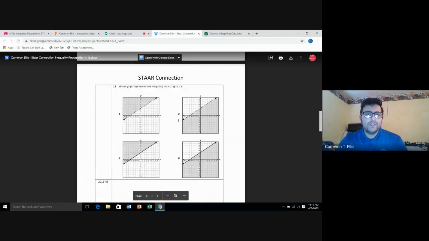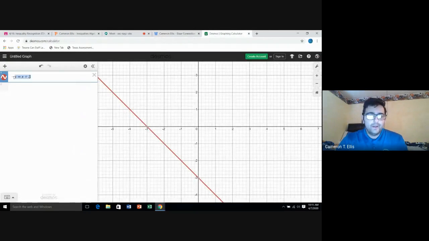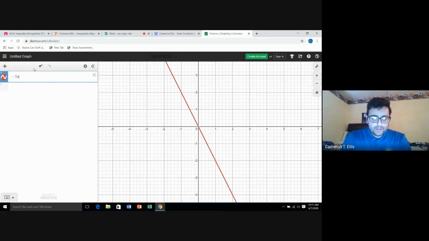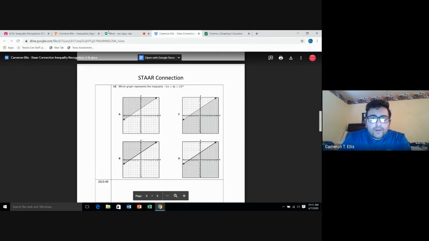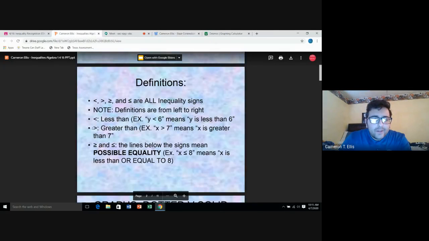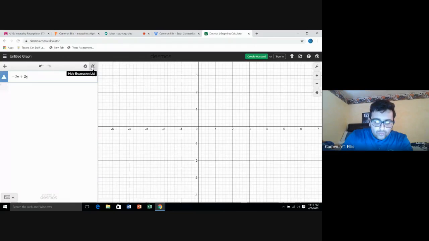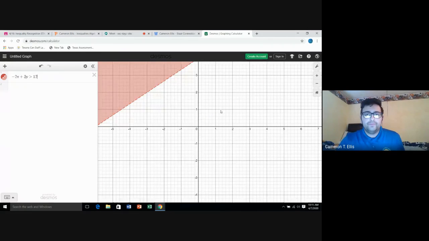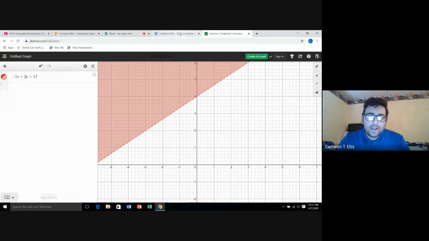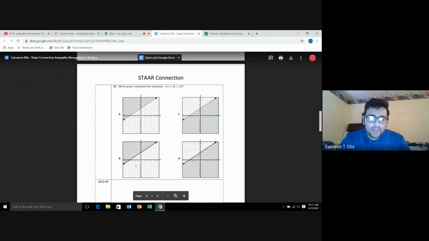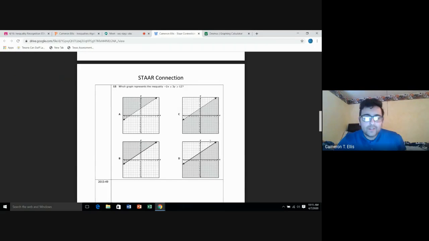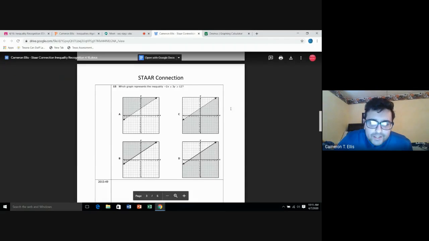15, which graph represents the inequality negative 2x plus 3y greater than 12? So I'm just going to graph that. Negative 2x plus 3y, and then greater than. I say greater than because it looks like that guy facing the same direction. Greater than 12. Okay, I see a dotted line again, so it can't be D, can't be B, because they're solid lines. And both these lines kind of look the same, so which one do I pick?